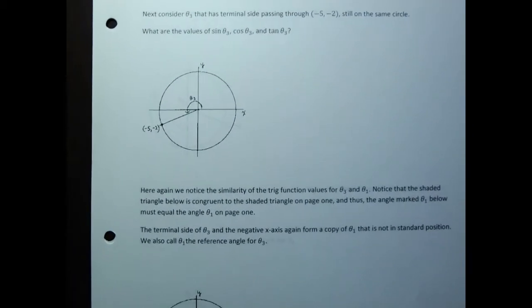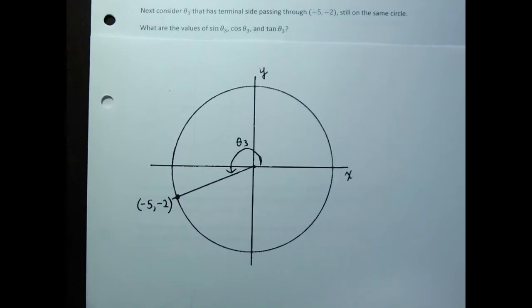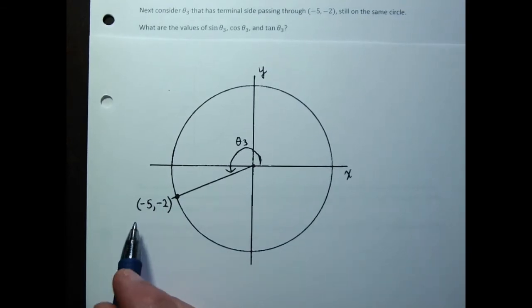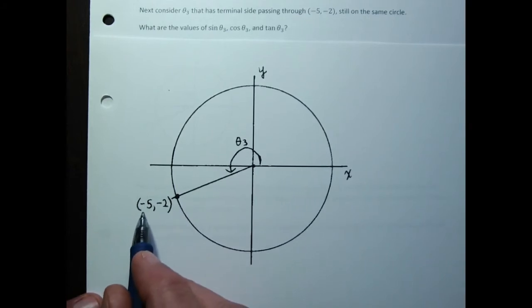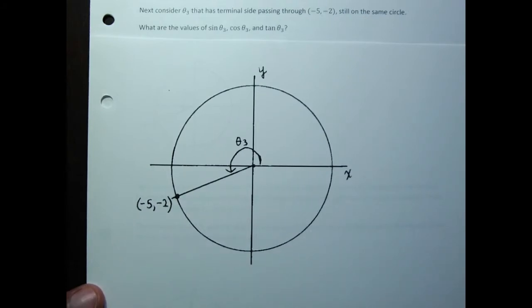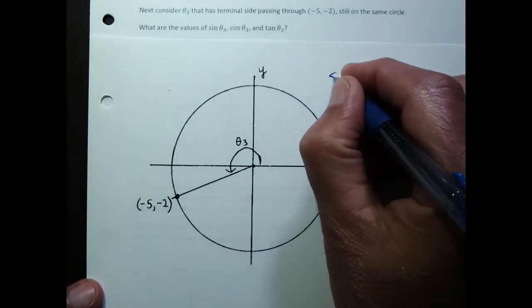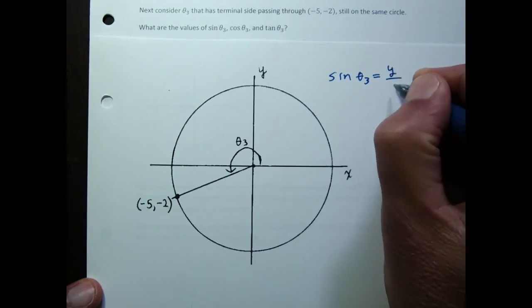We're going to move into quadrant 3, and we're going to look at another angle, theta 3, with terminal side passing through the point (-5, -2). Here's a blown up version of the picture. Now that point again lies on the same circle, because if you take the sum of the squares of those two coordinates, you're going to get 29. So its radius is still square root of 29. And so what are the values of sine theta 3, cosine theta 3, and tangent theta 3?